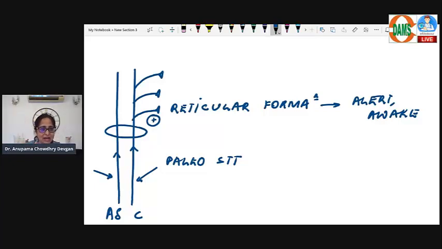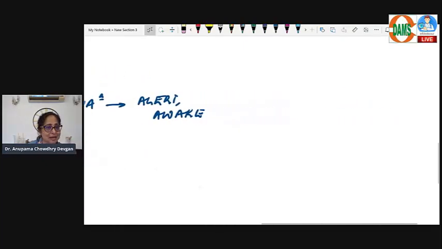Divyani, whoever is feeling sleepy, whoever wants tea, if somebody is sitting next to them, and gives them a nice pinch, the slow pain fibers are excited. Slow pain fibers will excite the reticular formation. Reticular formation will keep you alert and awake. Okay? So if you are feeling sleepy, what is the solution? You know it now, right? Reticular formation will keep you alert and awake.